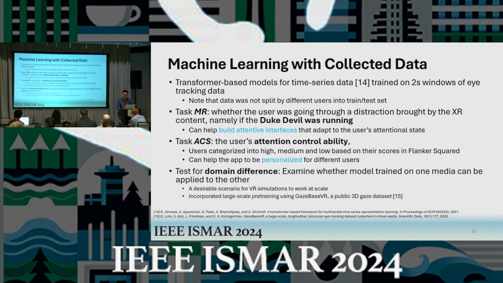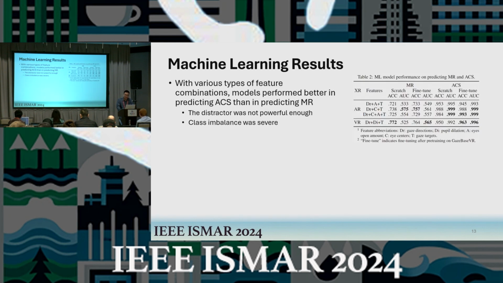Additionally, we tested whether there exists a domain gap between the 2 data sources of AR and VR by transferring models trained on one domain to another. We also, at the same time, explored pre-training on a public dataset named Gaze-based VR for its effect on domain transfer. Briefly speaking, we used different combinations of features, including gaze directions, eyes open amount, or gaze dilation, and gaze targets for the 2 tasks, and found that the model performed generally better on predicting ACS than MR.